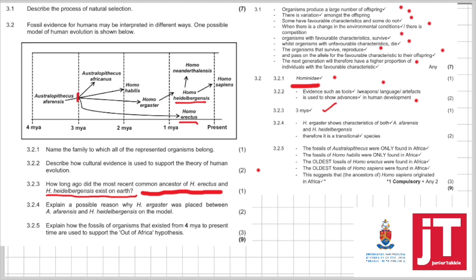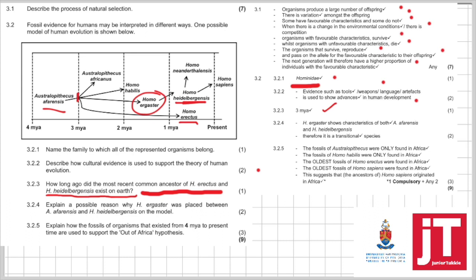3.2.4. Explain a possible reason why Homo ergaster was placed between afarensis and heidelbergensis on the model. So Homo ergaster probably shows characteristics of both Australopithecus afarensis and heidelbergensis. So it's possible that it is a transitional species.